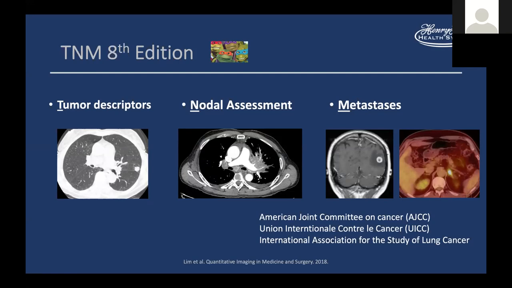These guidelines are published by large international lung cancer organizations, including the American Joint Committee on Cancer, the Union for International Cancer Control, and the International Association for the Study of Lung Cancer. Staging dates all the way back to the 1940s when it was first described. And again, the eighth edition is the most recent edition. The ACCP clinical practice guidelines from 2013 actually have the seventh edition in them. So that component of those guidelines is outdated.